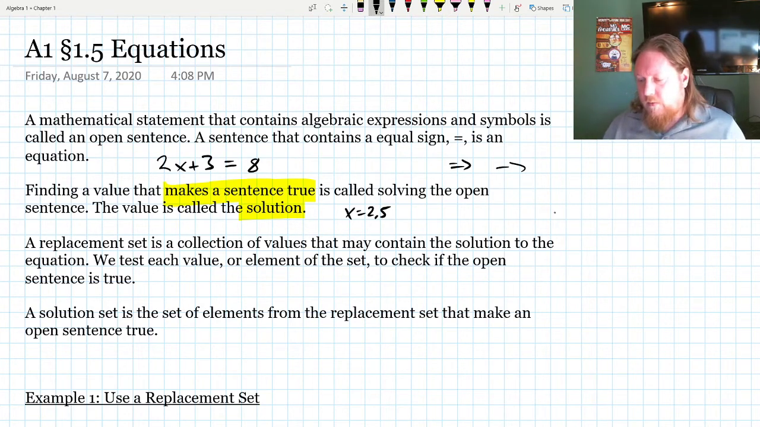One thing that we use a lot, pardon me, I've been talking a lot today, a replacement set is a collection of values that might have the solution in it.